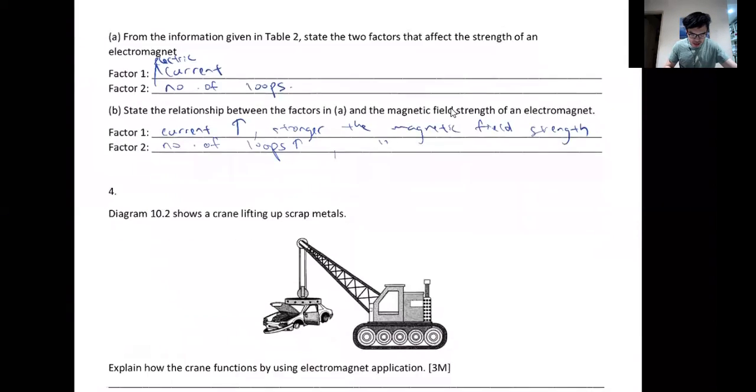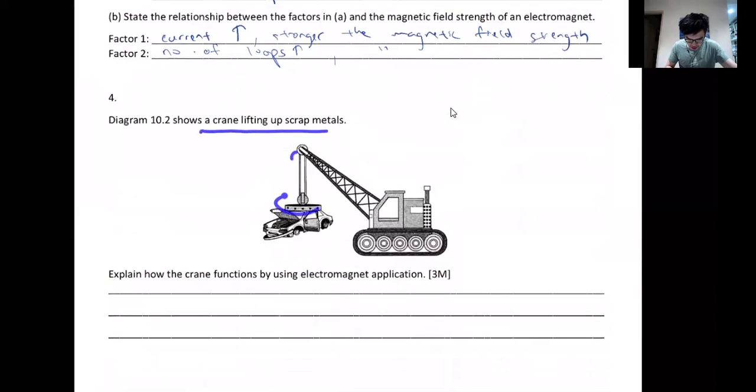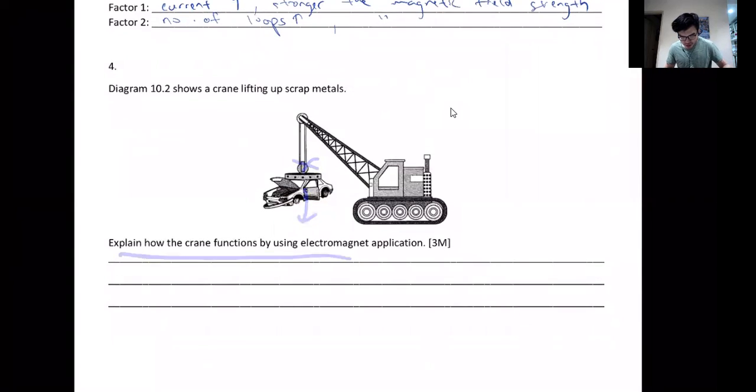Okay, easy. So next, number 4. So this is a crane lifting up scrap metal. This is the electromagnet. When I switch it on, it's gonna, okay, pull the car because car is a metal. And if I switch it off, this thing will drop. So explain how the crane functions by using electromagnet. Okay, so number 1, when electricity is switched on, okay, so what happened? Current flows through the electromagnet.